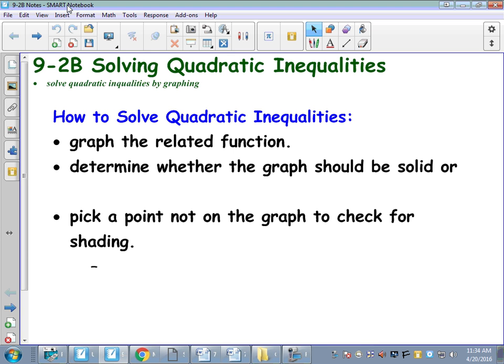So we start off by graphing the related function. Then after you have the function graphed, we determine whether it should be solid or broken. Okay, and if you remember, we did this. More than one answer that can happen. And so we have to decide.